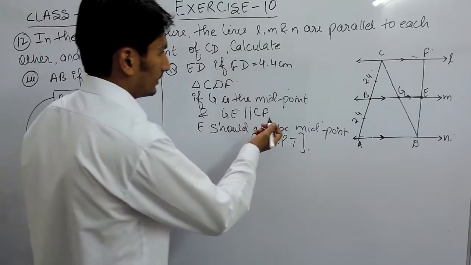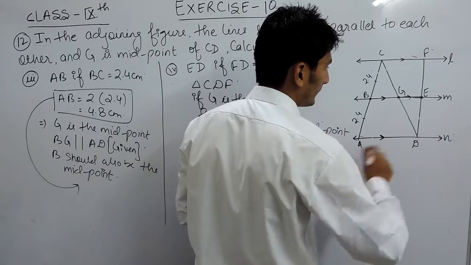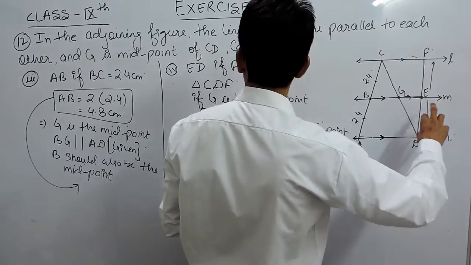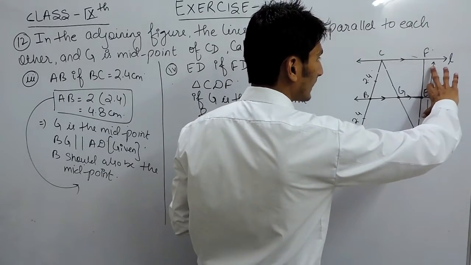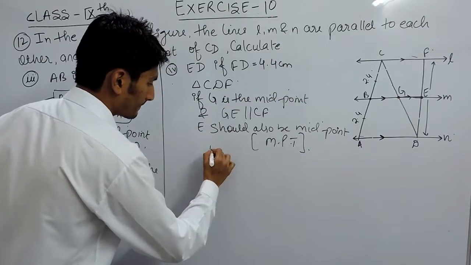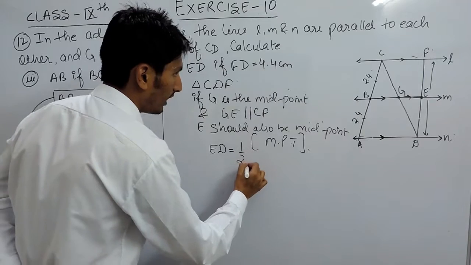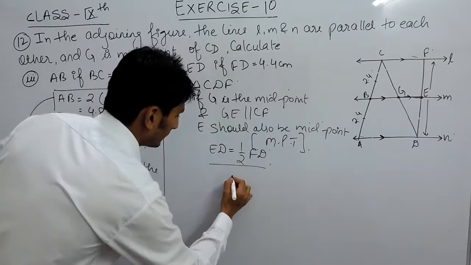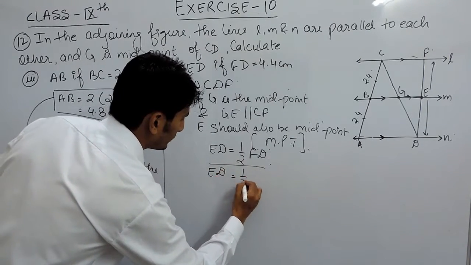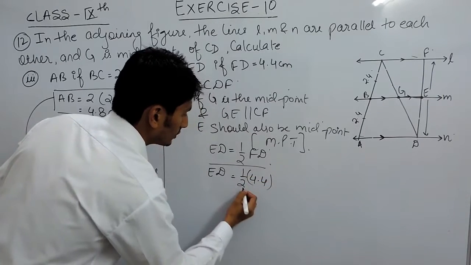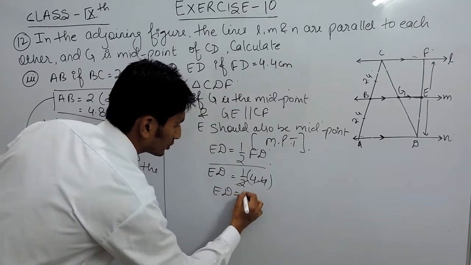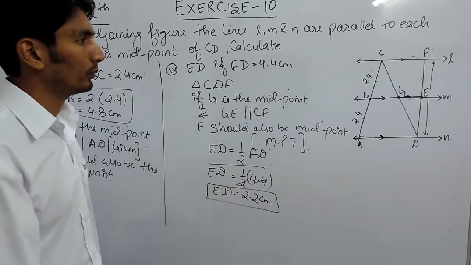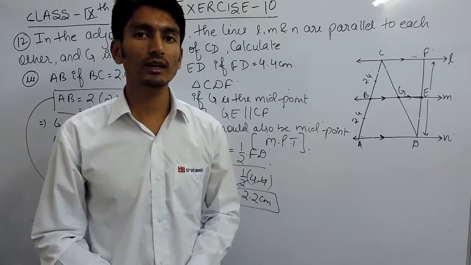Now if this is the midpoint, means this part and this part must be equal, or you can say this must be half of this complete. So ED must be equal to half of FD, and if you want to find ED, that should be half of FD, which is 4.4. So if I cancel, ED must be equal to 2.2 centimeters. So the value of ED here must be equal to 2.2 centimeters. So this is how we can solve these questions.